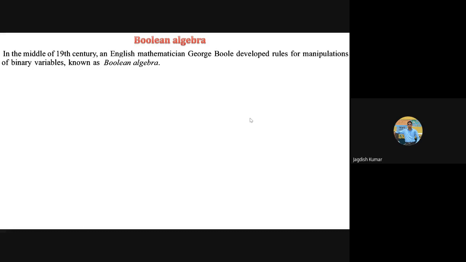So this algebra was developed in the 19th century by English mathematician George Boole, who developed the rules for manipulation of binary variables. What do we mean by binary variables? Binary variables are the variables for which there are only two possible values. In this case, the variable is like voltage, it may be low or high in our digital circuits.